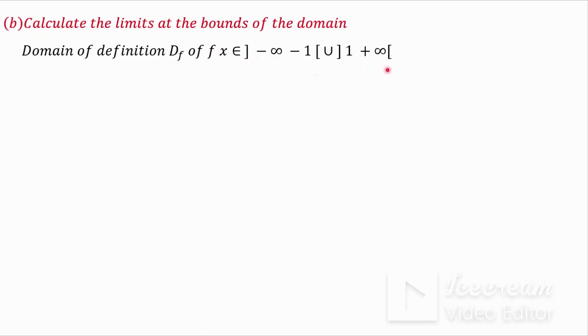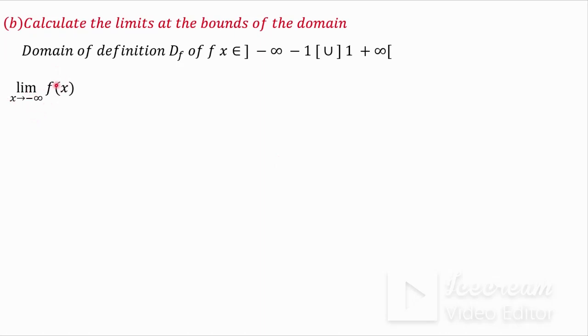this domain. That is, we are going to calculate the limit as x tends to -infinity of our numerical function f, the limit as x tends to -1 from below of f, the limit as x tends to 1 from above of f, and the limit as x tends to positive infinity of f. So let us first calculate the limit of f of x as x tends to -infinity.